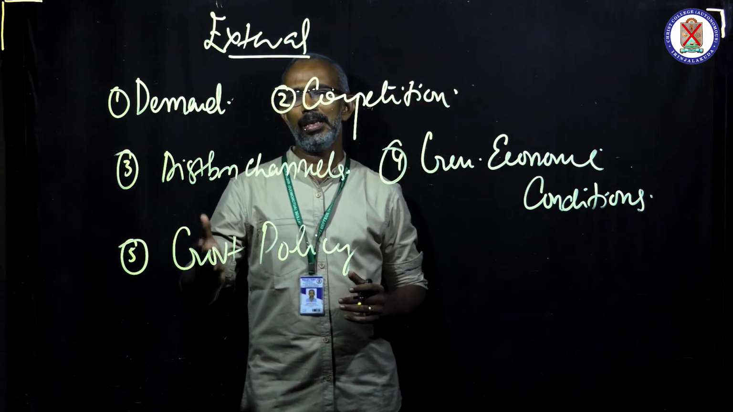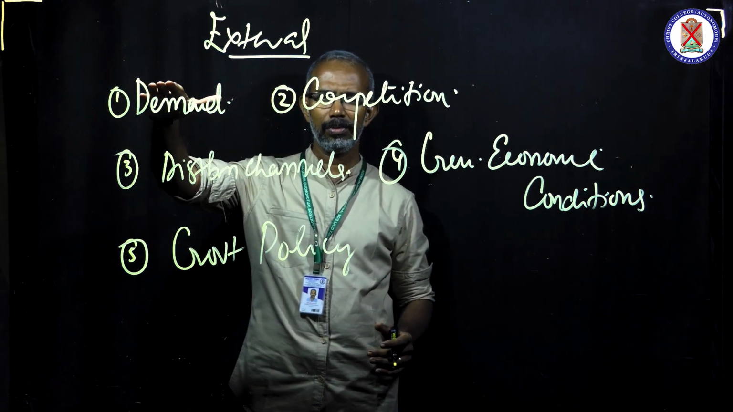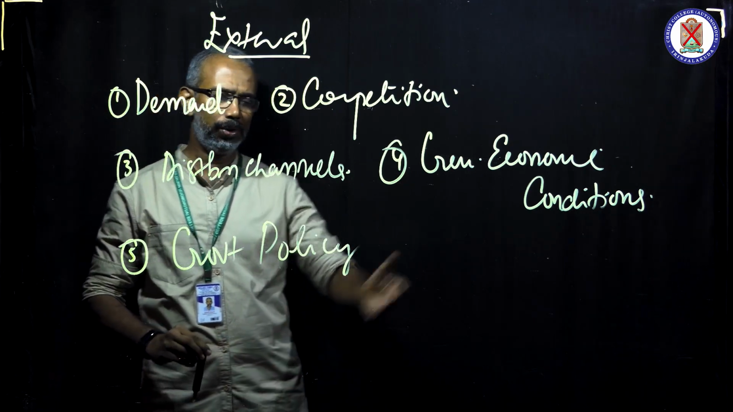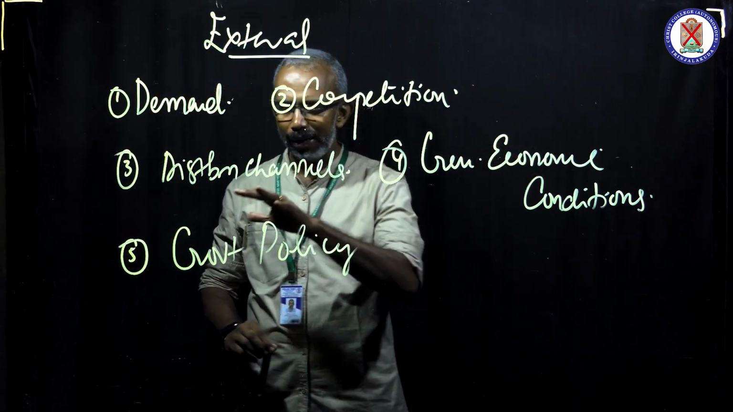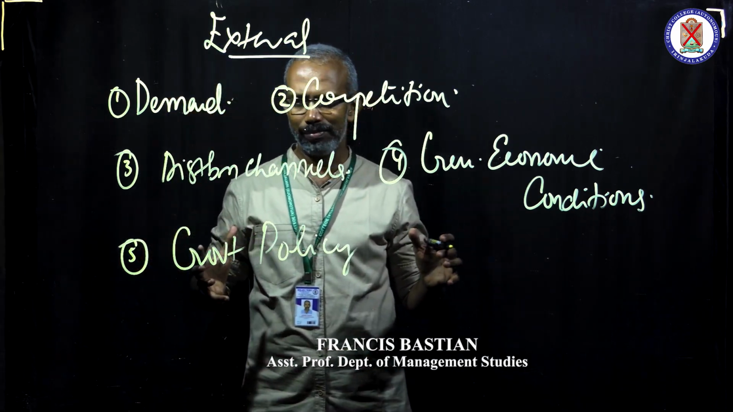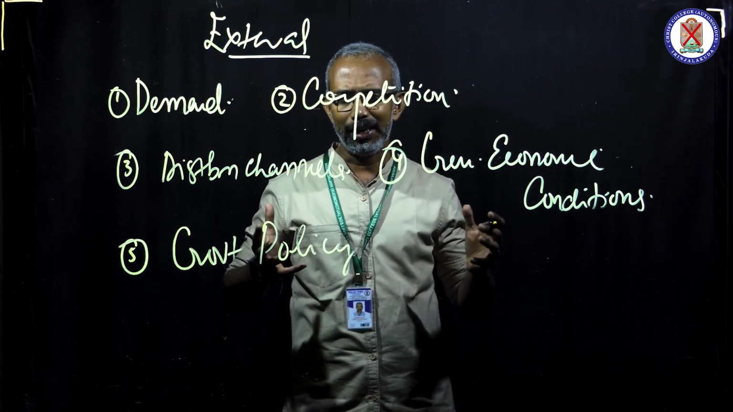So to summarize, the external factors affecting pricing are: 1. Demand, 2. Competition, 3. Distribution channels, 4. General economic conditions, and 5. Government policy. Thus, we have covered in 2 sessions internal factors as well as external factors affecting pricing.